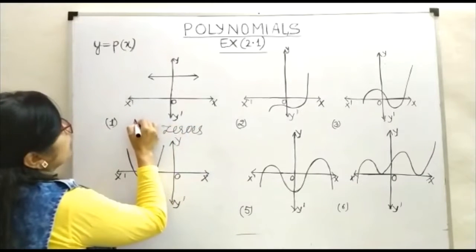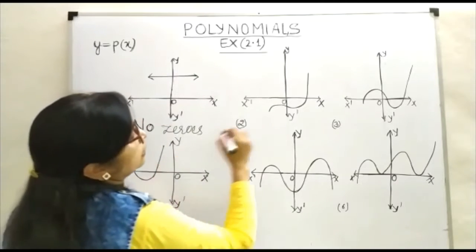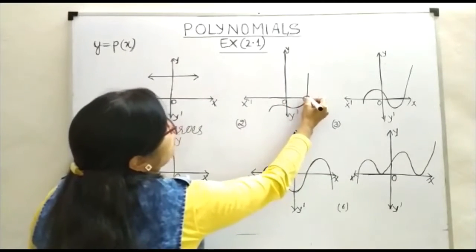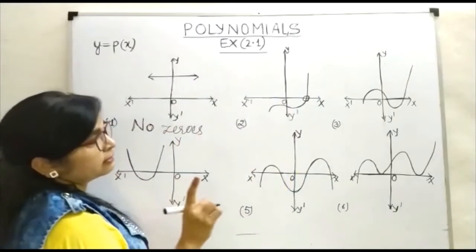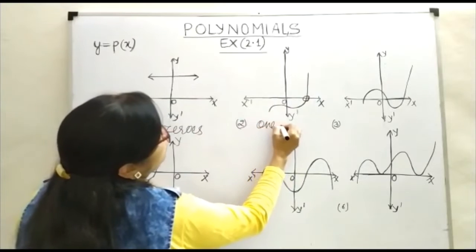Okay. Now let us come to the second case. In the second case, when you see the graph of the polynomial, you see that this graph intersects the x-axis at one point. So it has got 1 zero.